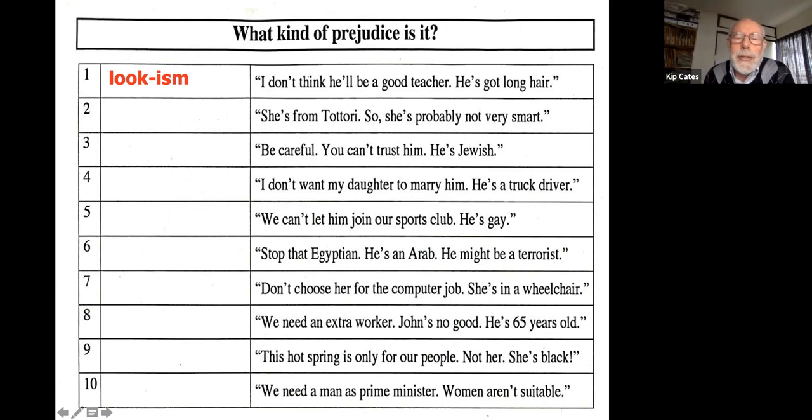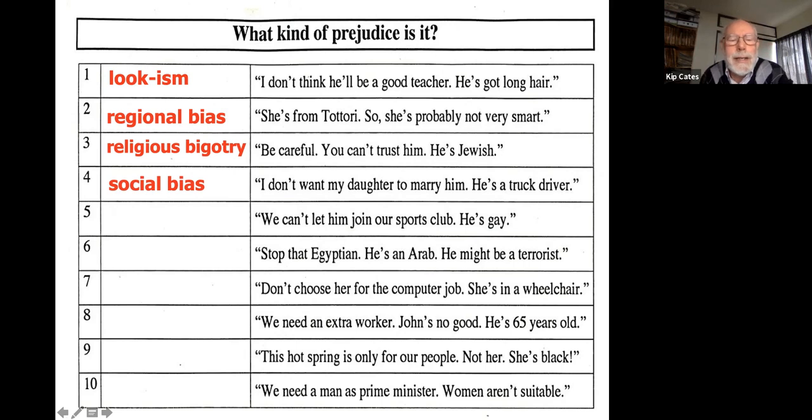Number 2, she's from Tottori, country Japan, so she's probably not very smart. Ouch, that is regional bias. And trust me, in Tottori, we get this all the time. Number 3, be careful, you can't trust him, he's Jewish. Well, that's blatant religious bigotry. 4, I don't want my daughter to marry him, he's a truck driver. Well, social bias, different social class.